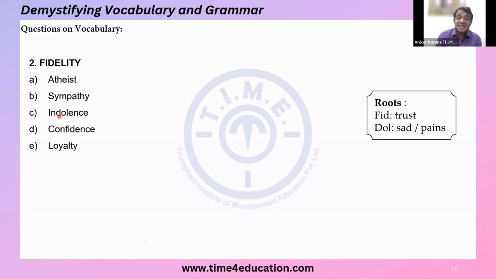In atheist, again, A is the prefix. Theist believes in God. A means not, so not believing in God. In sympathy, pathos is feelings. So sympathy is you have feelings for someone. You are sympathetic towards someone. In confidence, again, fid is faith, or trust.